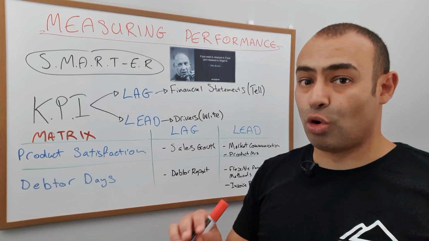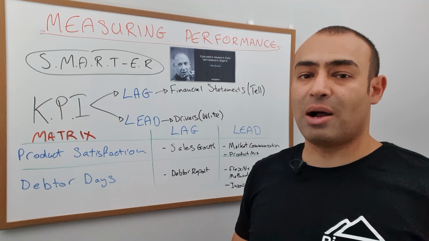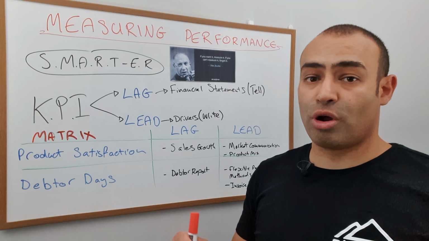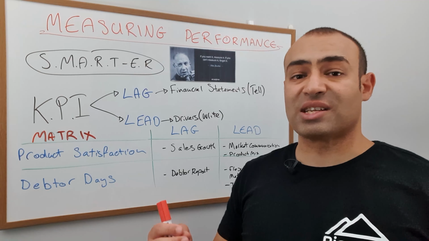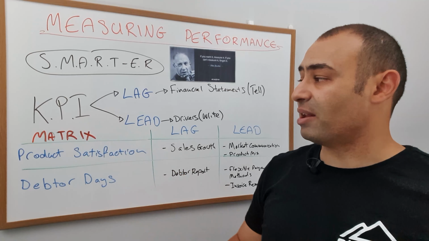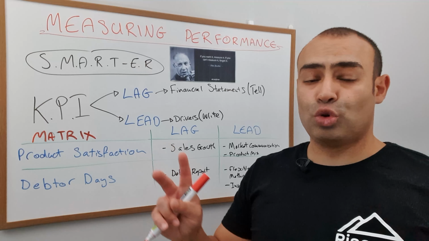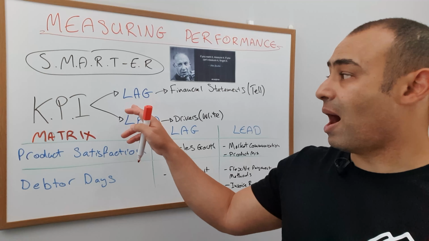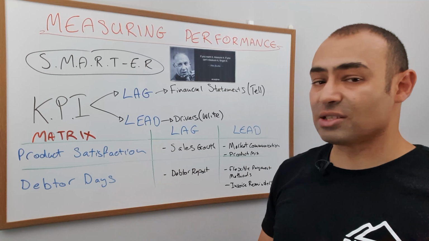Okay, now we've set the goal. Moving on to the next part. How do we measure, monitor these goals, whether or not they're being achieved? We need to set what is referred to as KPIs, another acronym, Key Performance Indicators. And key performance indicators have two aspects to them. There are lag indicators and there are lead indicators.